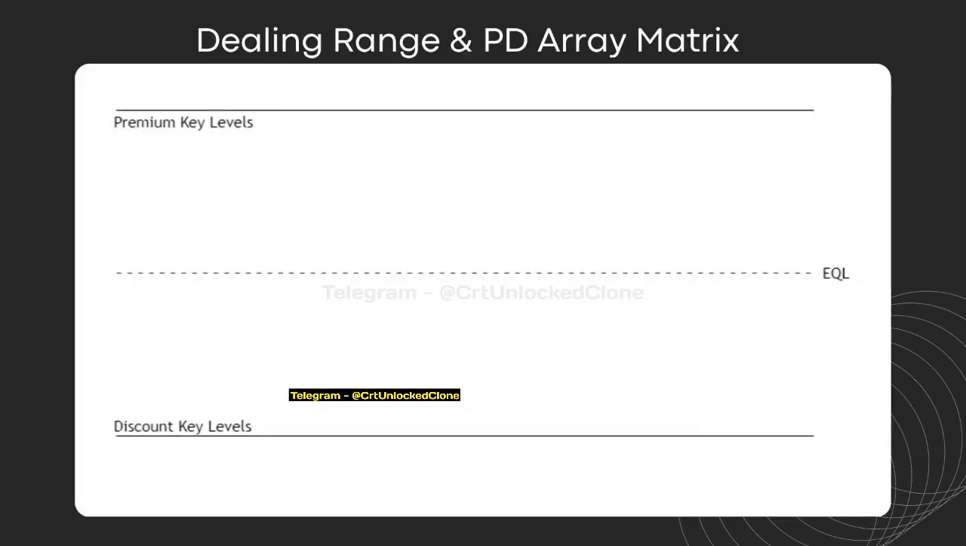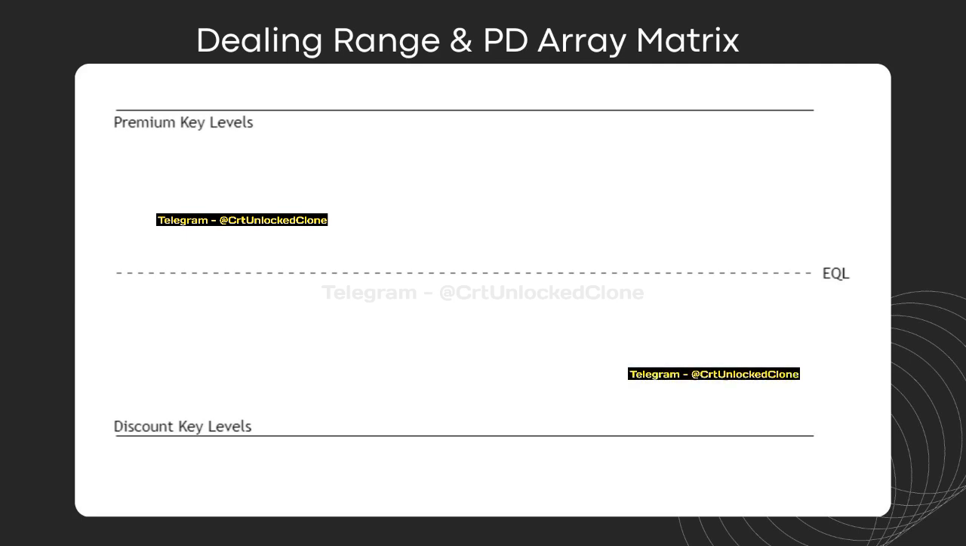Now, here on the screen, you can see this range with this line in the middle. This line right here in the middle represents the equilibrium, or the midpoint of this range. Above this midpoint, we've got the premium region, and the lower half right here is our discount region.